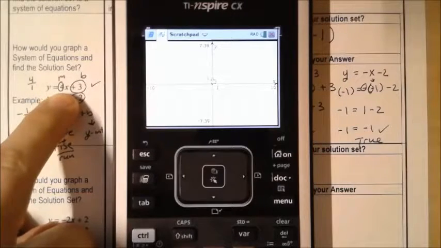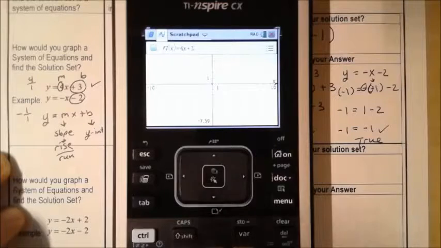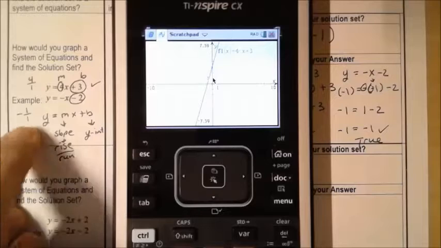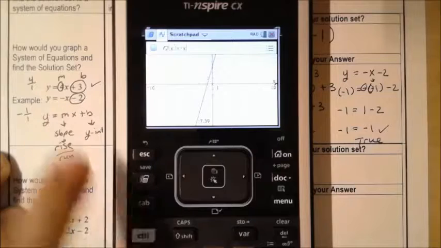So first I'm going to put 4x plus 3. So 4x, hit tab, and then 4x plus 3. So now notice I have my equation in. I'm going to hit enter. It's going to graph it. I'm going to put in the second equation. So we have negative x. So negative x. And then we have minus 2.